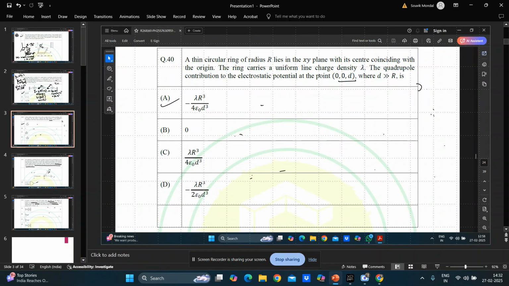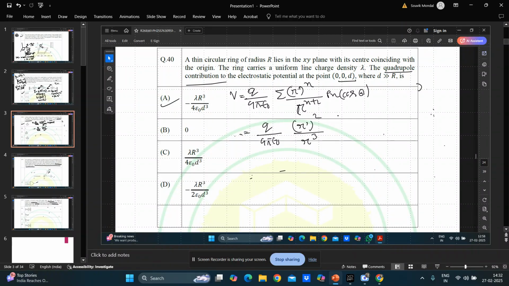The third question may make you a little afraid in the exam hall because of the term quadrupole contribution. But actually this is not very complicated. The potential has the form q by 4 pi epsilon naught, sum over r prime to the power n divided by r to the power n plus 1, into P_n cos theta. If you put n equal to 0, you get the monopole. For n equal to 1, you get the dipole. For n equal to 2, you get the quadrupole. So just put n equal to 2: q by 4 pi epsilon naught, r prime squared by r cubed, into P2 cos theta, that is (3 cos squared theta minus 1) by 2.